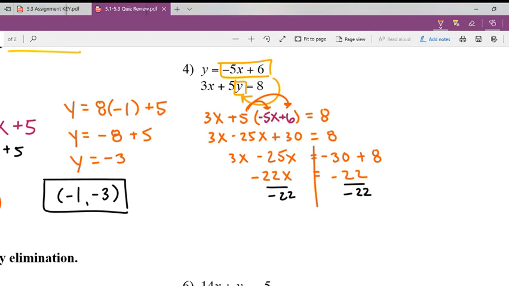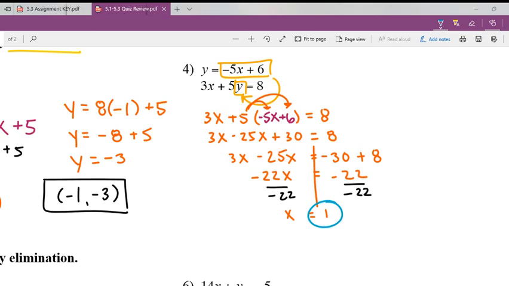And ladies and gentlemen, what's a negative divided by a negative? Good, so this would be +1. 22 divided by 22 is 1. Now that we have what x is, what can we do with it to find y? This is the same for all the problems. Now that we know that x is 1, where could we put that to find what y is?